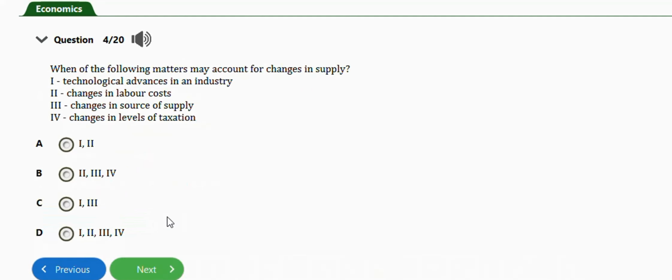Next question, it says which of the following matters may account for changes in supply? We have technology advances in an industry, changes in labor costs, changes in source of supply, changes in levels of taxation. So guys, basically all of them are matters that can account for changes in supply.